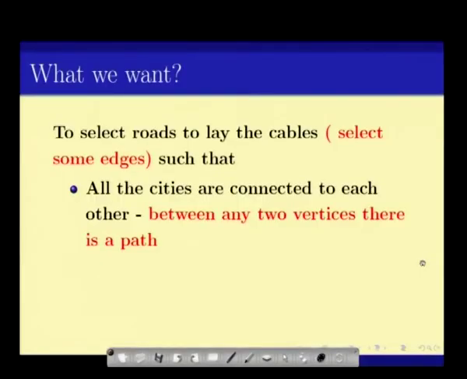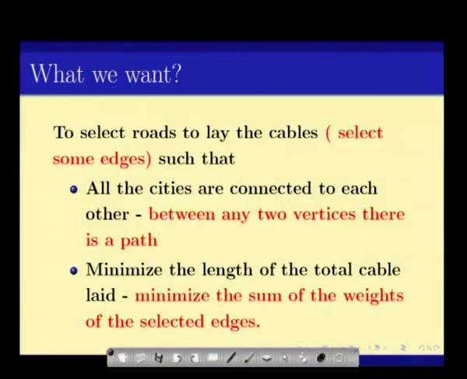So, we have the cities, and we have the distances of the roads, which basically tells us how much cable is required to be laid between two adjacent cities, and the goal is to select some set of edges such that for any two vertices there is a path using those edges, and we want to minimize the length of the total cable laid. In other words, we want to minimize the sum of the weights of all the selected edges.